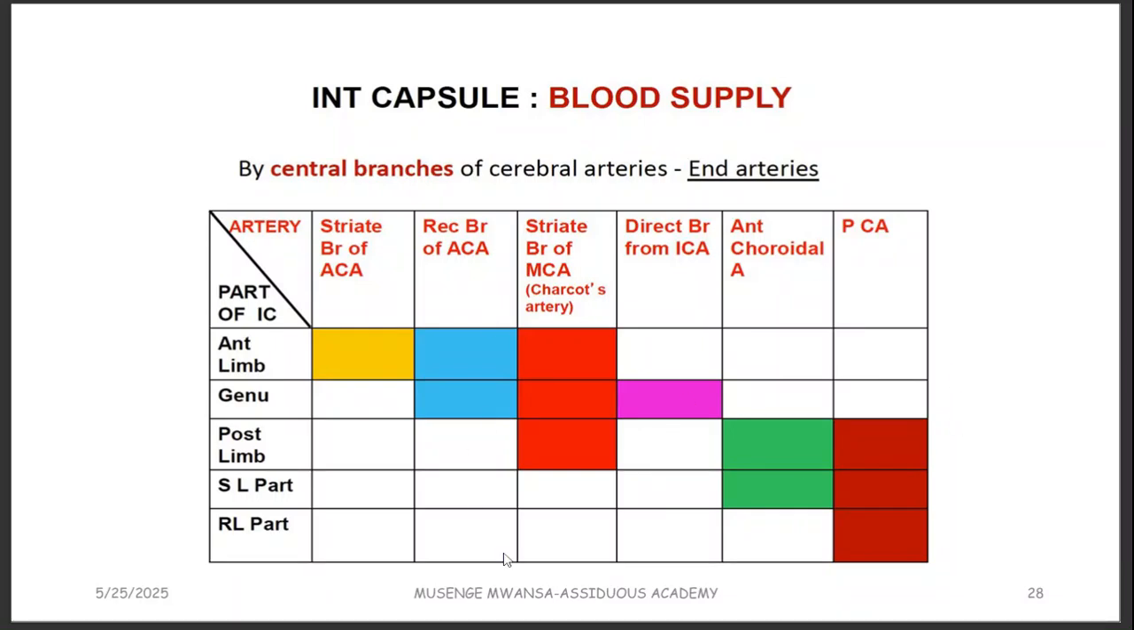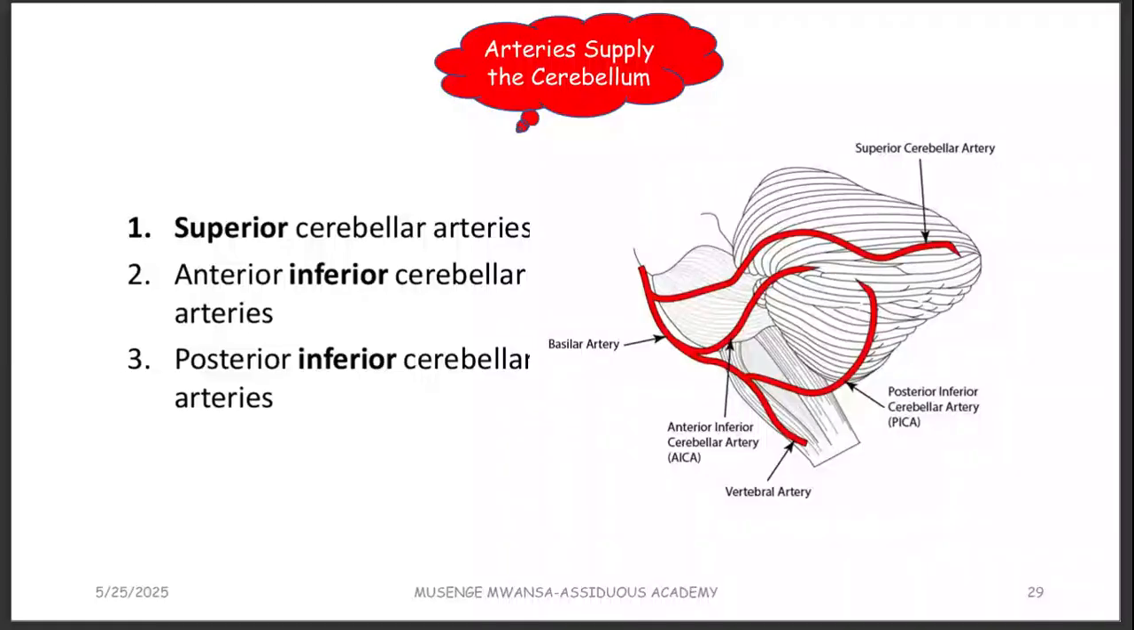This is also just showing the same things that we've said. The striate branch only supplies the anterior limb. The recurrent artery of Hebner supplies the anterior limb and the genu. And then the striate branch of the middle cerebral. You can see the middle cerebral supplies the anterior limb, the genu, and the posterior limb. You have the direct branch from the internal carotid, which supplies the genu. The anterior choroidal supplies the posterior limb and the sublentiform part. The posterior cerebral supplies three parts: posterior limb, sublentiform, and retrolentiform. Okay, those are the supplies.